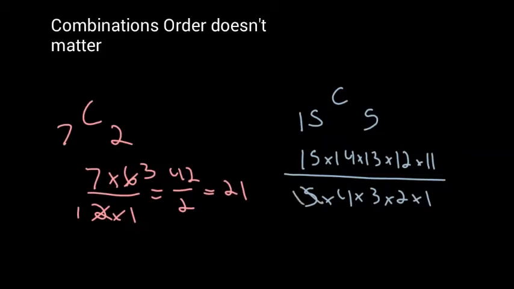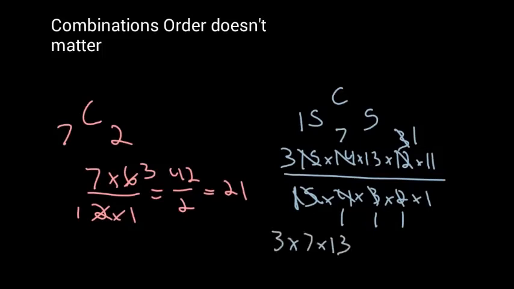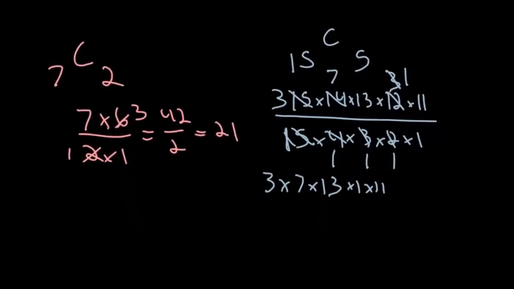So 5 goes into 5 once, 5 goes into 15 3 times. 4 goes into 4 once, 4 goes into 12 3 times. 3 goes into 3 once, 3 goes into 3 once. 2 goes into 2 once, 2 goes into 14 7 times. So now on the bottom all I have is 1, so on the top I have, let me write this out so it's a little more clear, 3 times 7 times 13 times 1 times 11. Still not easy, but a lot better than it was.